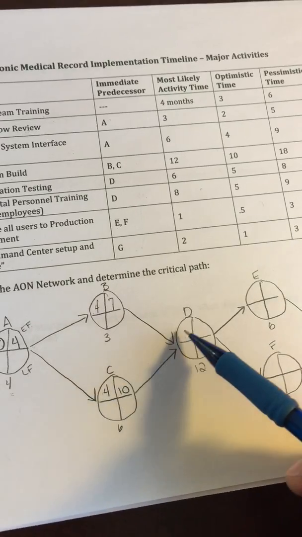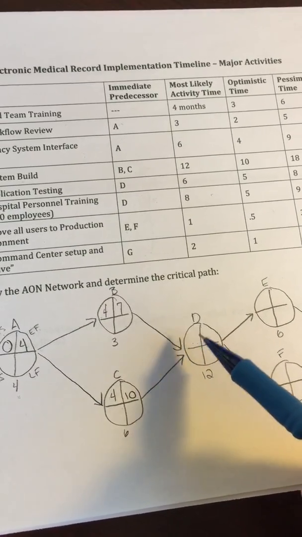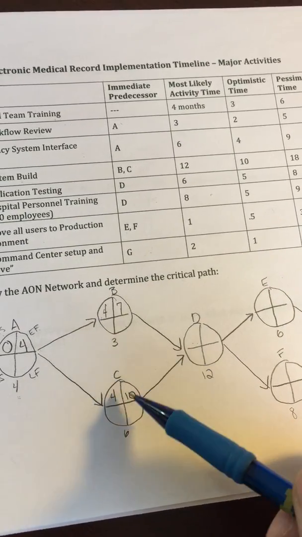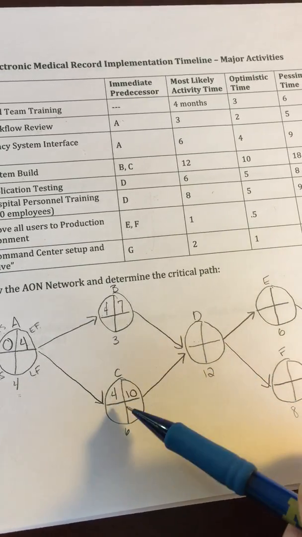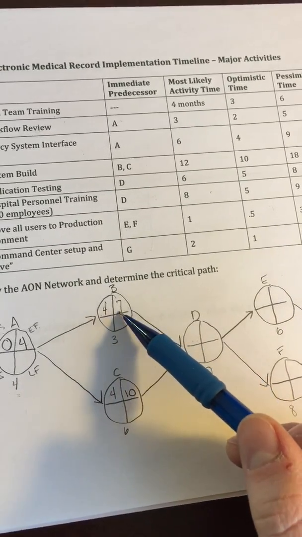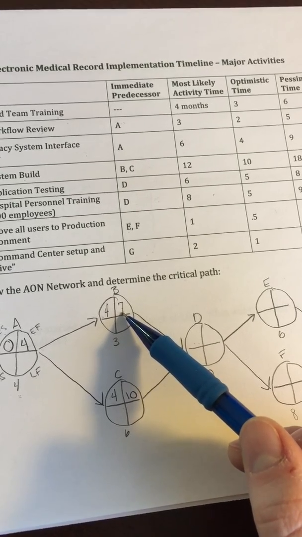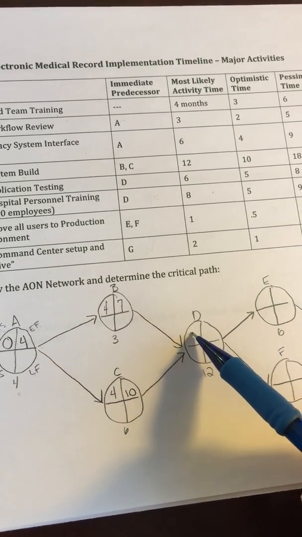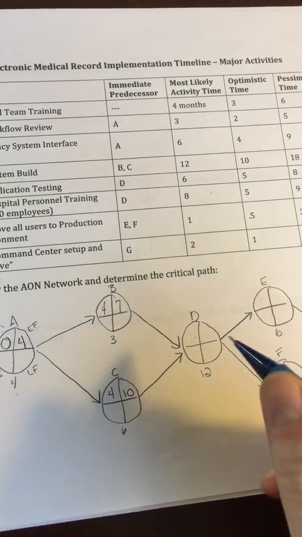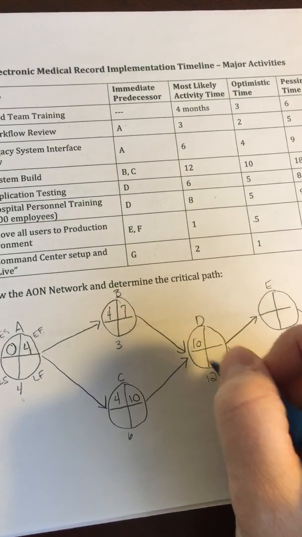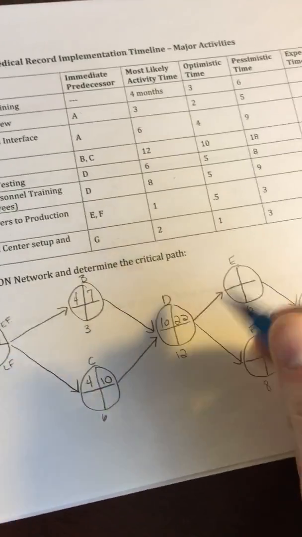So when we're moving forward, doing a forward pass through the AON, we're going to pull the maximum from the predecessors in this network. So B, the earliest time it could finish would be 7 months, which would be great, but D can't start until C is done. So the earliest time we could start D would be 10 months, plus 12 will be 22.